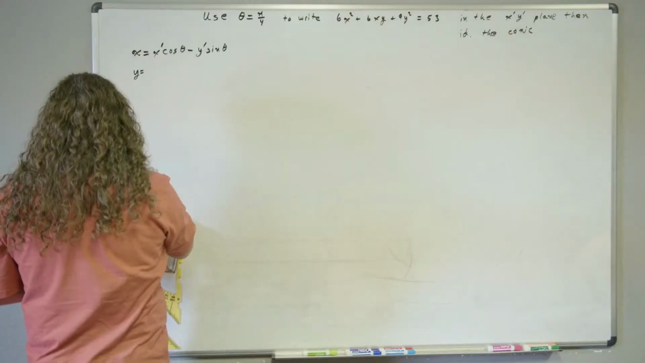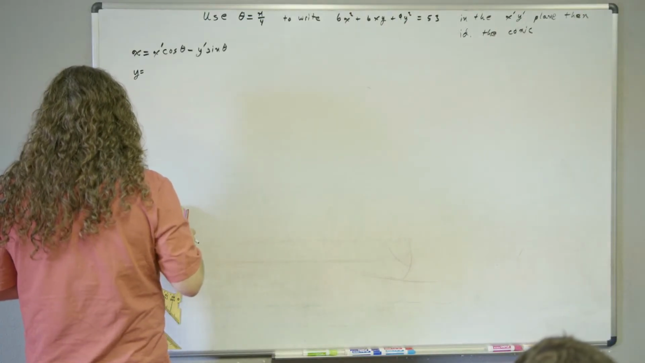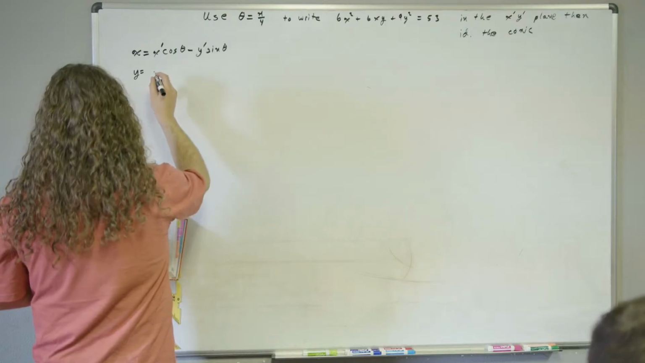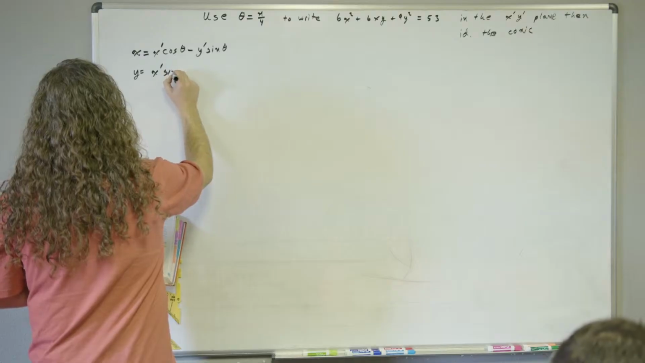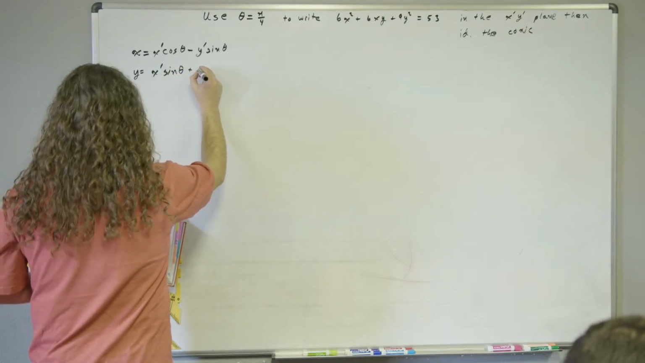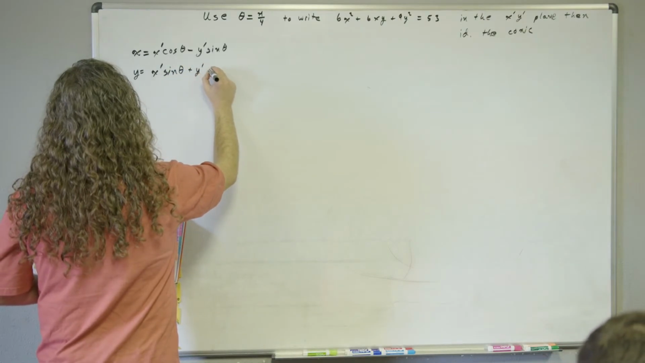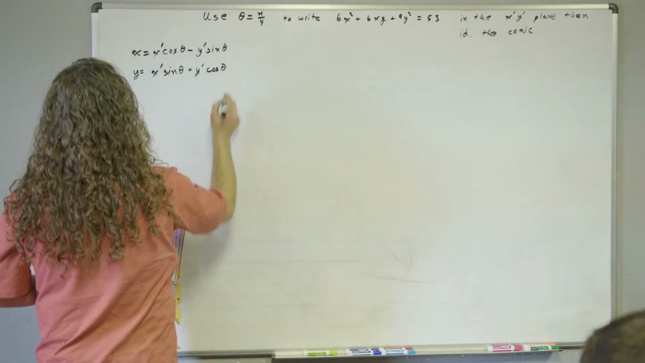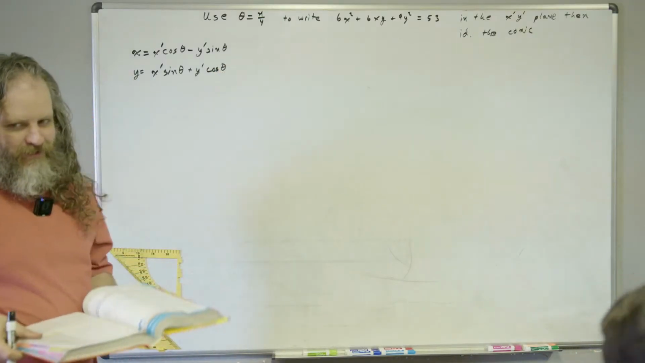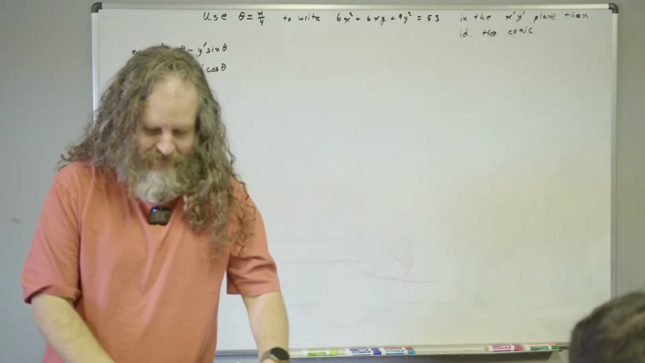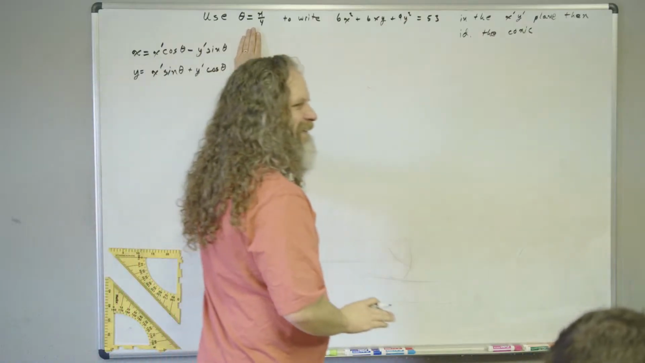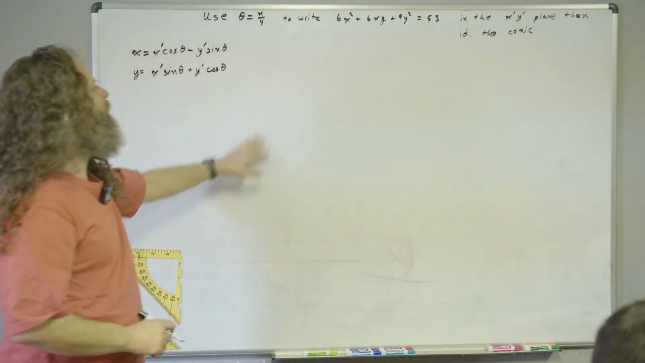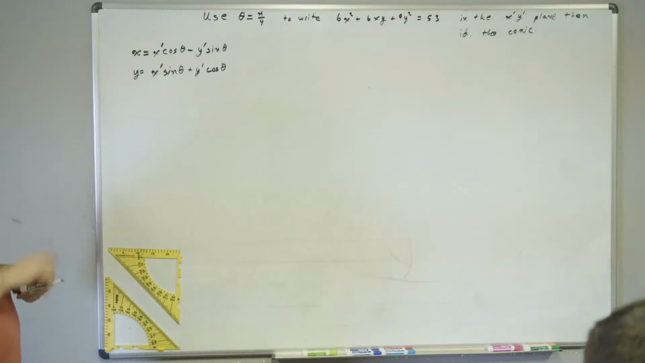y equals x prime sine of theta plus y prime cosine theta. Easy peasy so far. We have to go back to our special angles and all of that stuff. That's how much it's rotating by, theta.